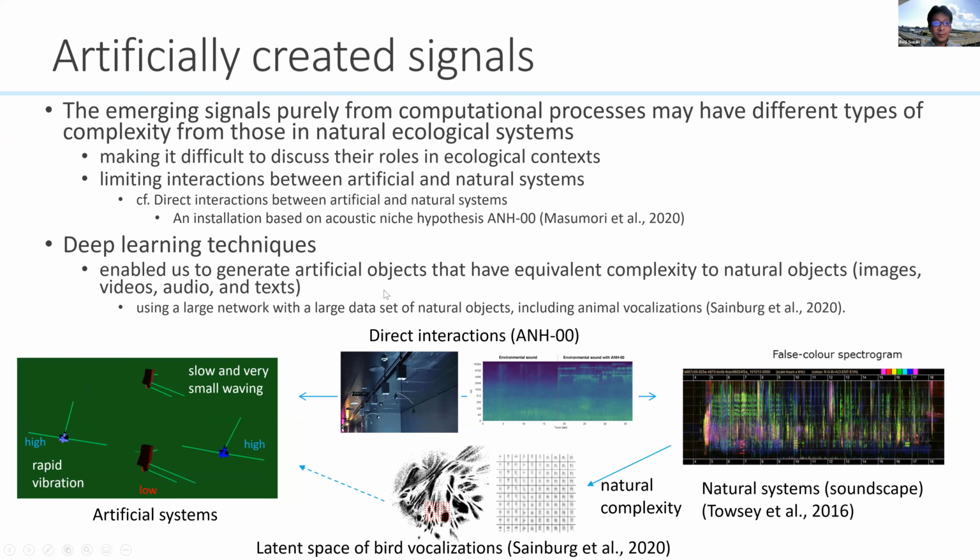One interesting approach is to assume direct interactions between artificial and natural systems, such as an installation based on the acoustic niche hypothesis like this. But today, I'd like to focus on the deep learning techniques that enable us to generate artificial objects that have equivalent complexity to natural objects. We want to bring this kind of complexity into the model.